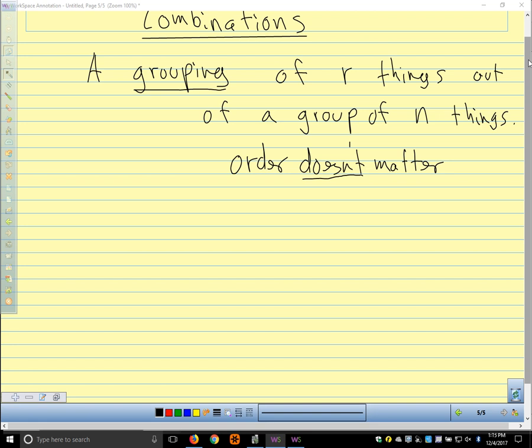So a sundae that you make with ice cream, hot fudge, and nuts is the same as one that you make with nuts, hot fudge, and ice cream. Now, when you eat them, they might be different, but mathematically, they're the same thing.